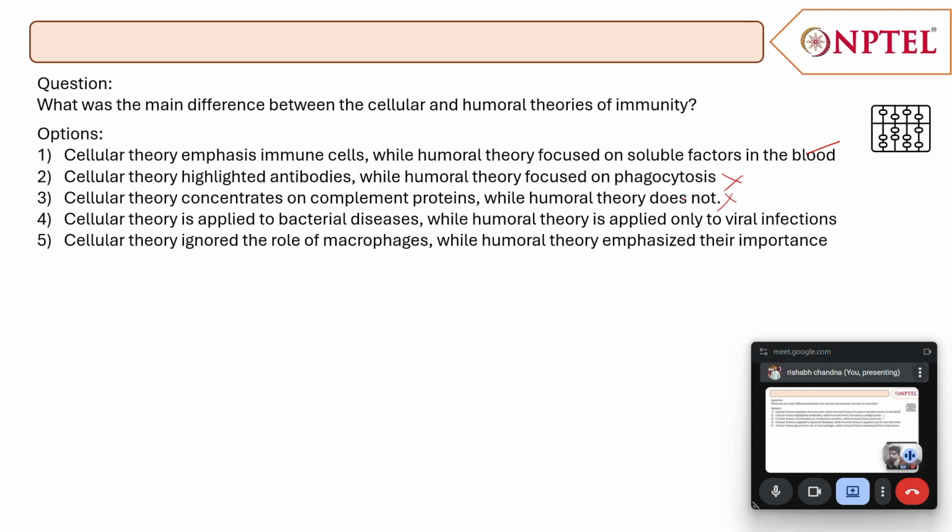Cellular theory is applied to bacterial diseases while humoral theory is applied only to viral infections. No. Cellular theory ignored the role of macrophages while humoral theory emphasized their importance. No. So basically cellular means the cells that are involved in the immune system, and humoral theories mean the soluble proteins or the antibodies present in the blood that are involved in the immune system. So the correct answer is option number one.